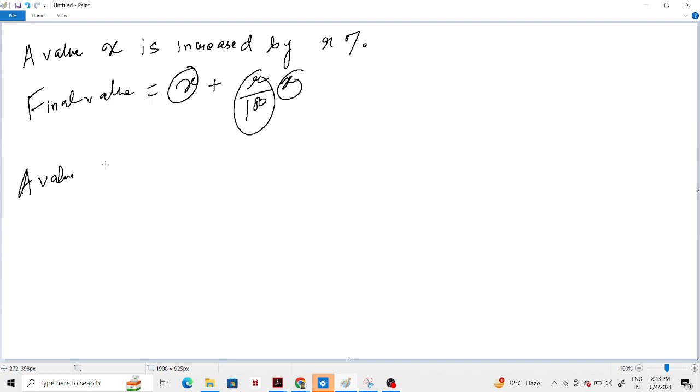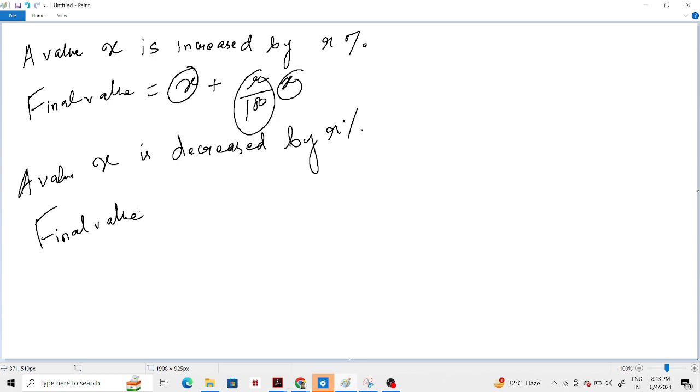Okay. Now, if a value x is decreased by r%, then what is going to be the final value? X minus r by 100 into x. Yes. So x minus r by 100 into x, right?